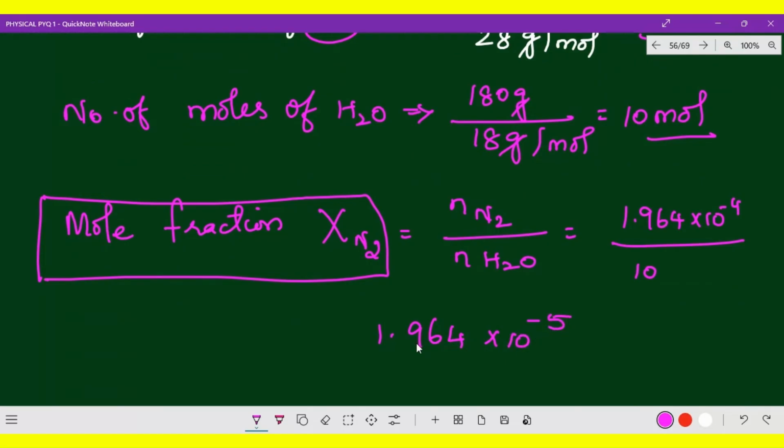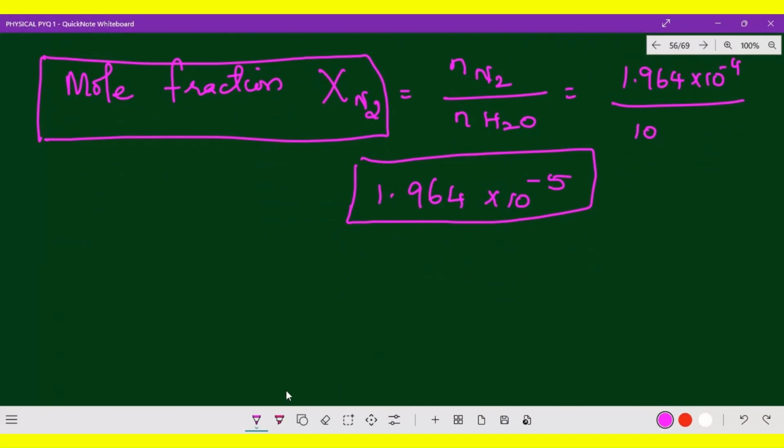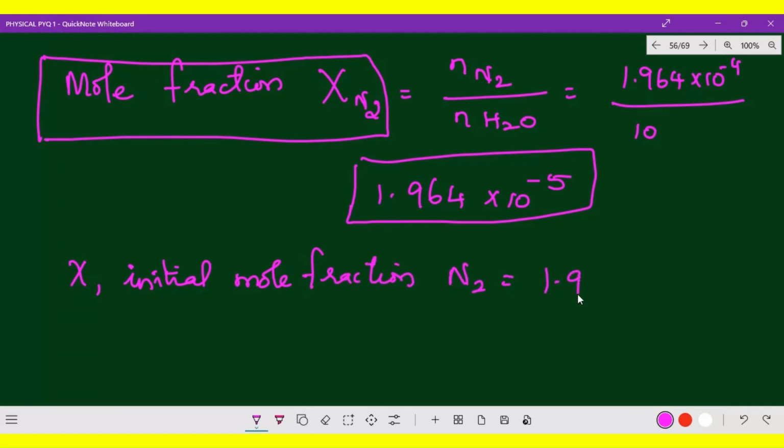Now we got the initial mole fraction, because they have given the idea about the initial one. Now we are going to see the final one. First we got the initial, and from this we are going to get the second. We can mention chi 1 and chi 2. So chi 1, the initial mole fraction of nitrogen gas, equals 1.964 into 10 to the power of minus 5. There is no unit for mole fraction.